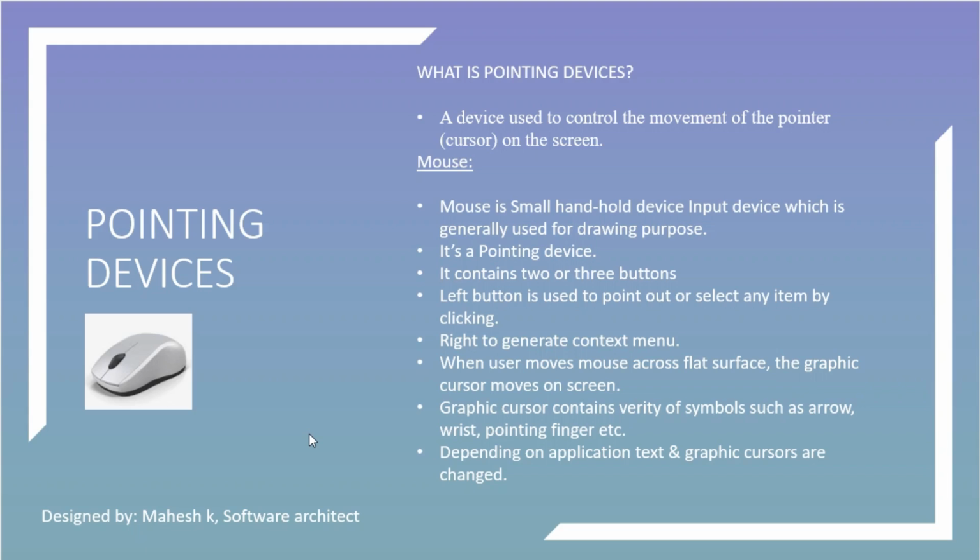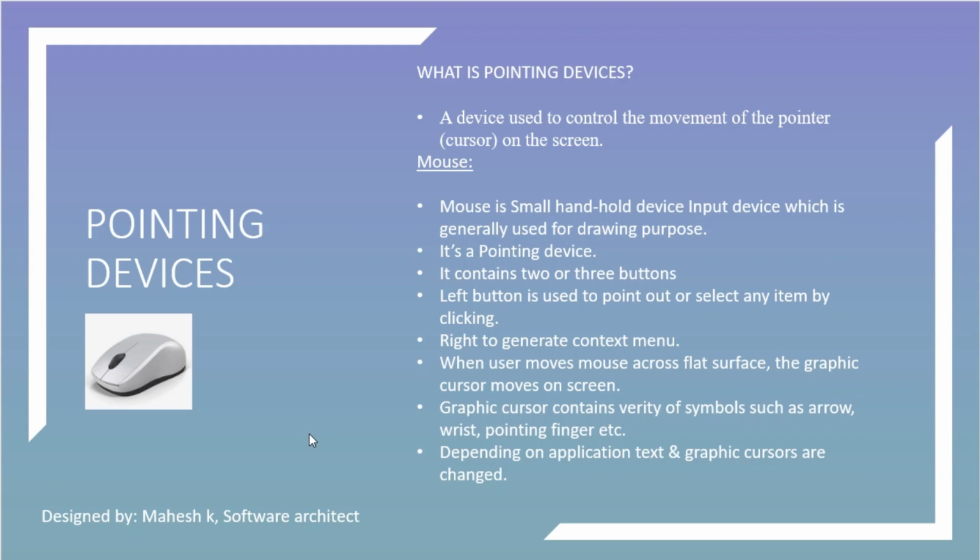It contains 2 or 3 buttons mostly. The left button is used to point out or select any item by clicking. When you have some icon on your desktop, by left click you can select any of the icons. Right click generates the context menu of that particular icon. When the user moves the mouse across a flat surface, the graphic cursor moves on the screen. So when you move your mouse here and there, the cursor of the computer also moves here and there, controlled by the mouse.